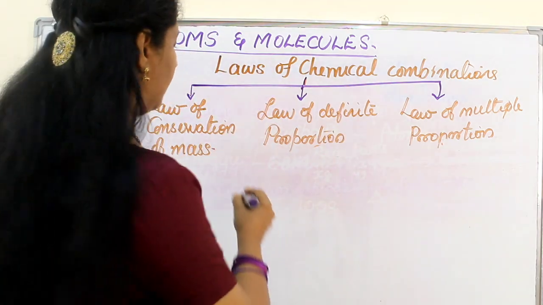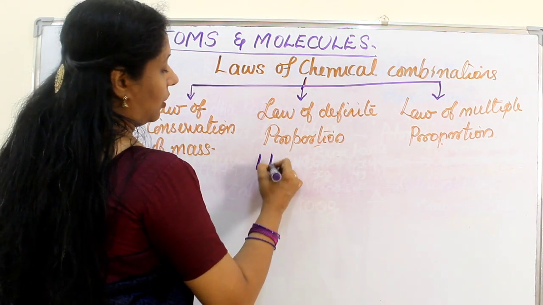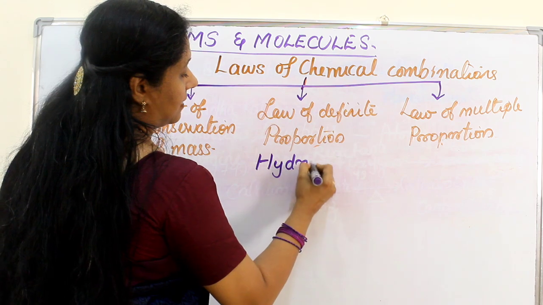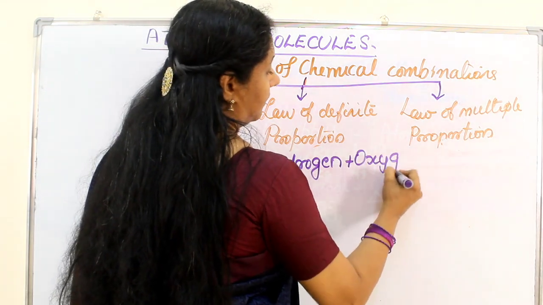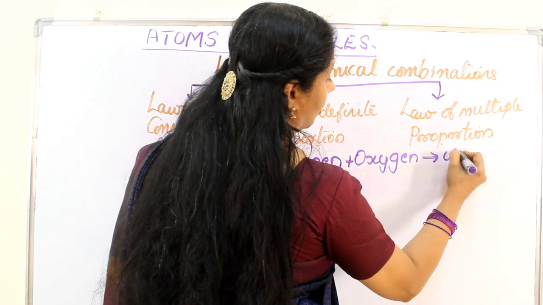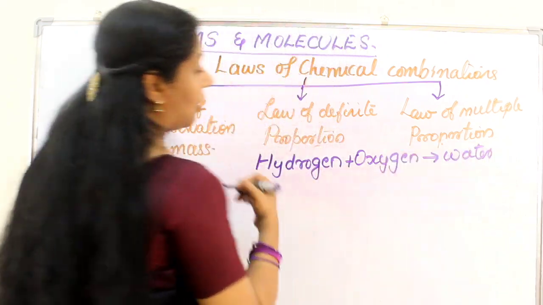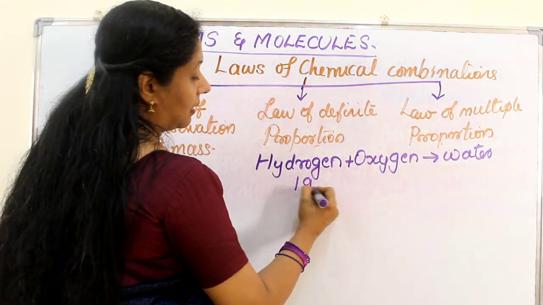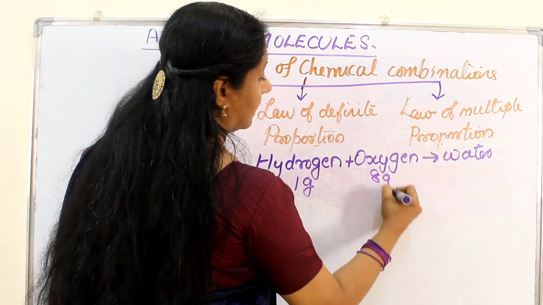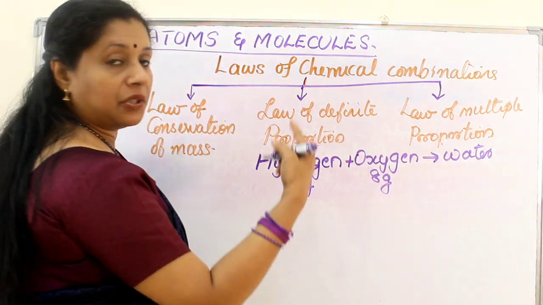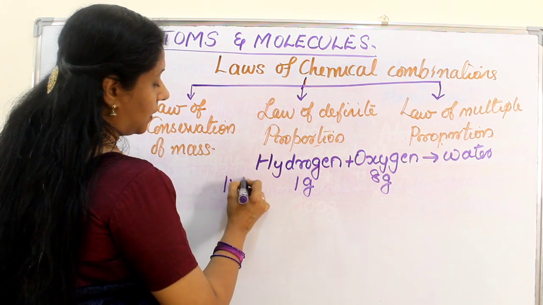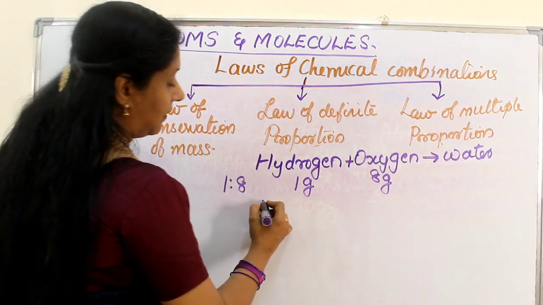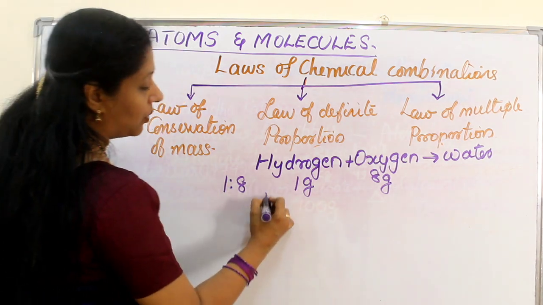One is our water. So we know that water has hydrogen and oxygen. Both of them combine to form a molecule of water. So always we see that 1 gram of hydrogen combines with 8 grams of oxygen to get water. So what is the ratio here? It is 1:8. The same way there is another compound called ammonia.